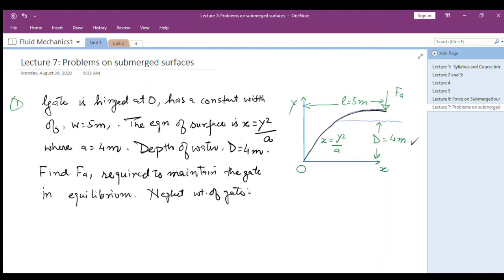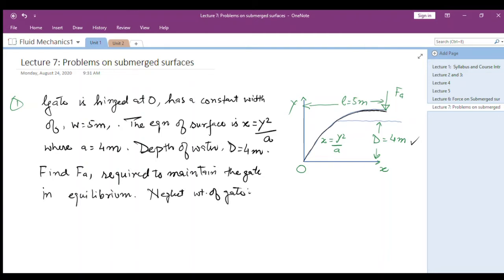The second force would be the vertical force due to water. The third force would be the horizontal force due to water. And then the locations of them. The location of FA is known to us. It is at L equals 5 meters. And the locations of FV and FH are something we need to find.